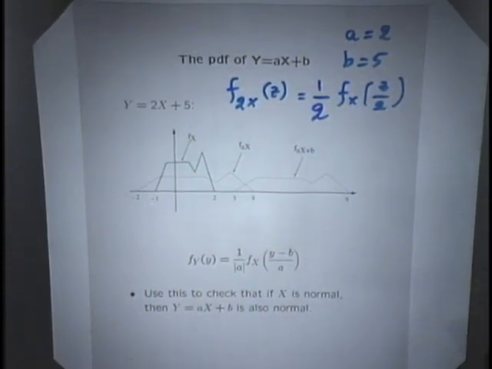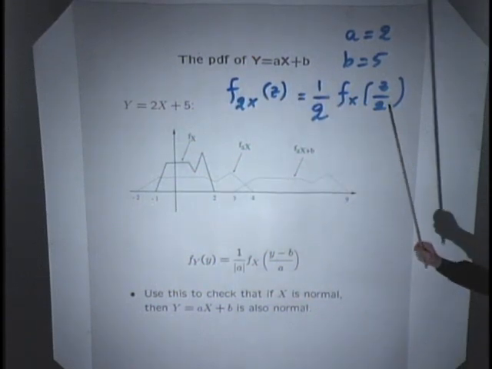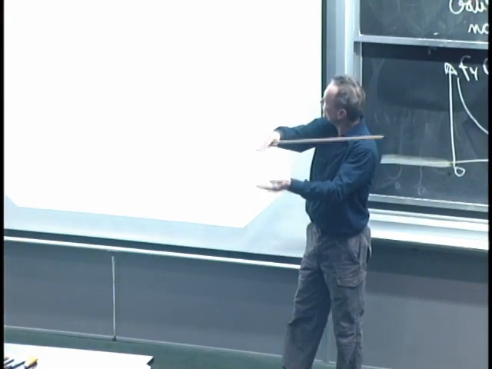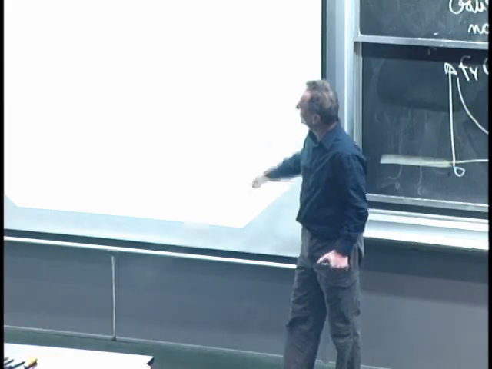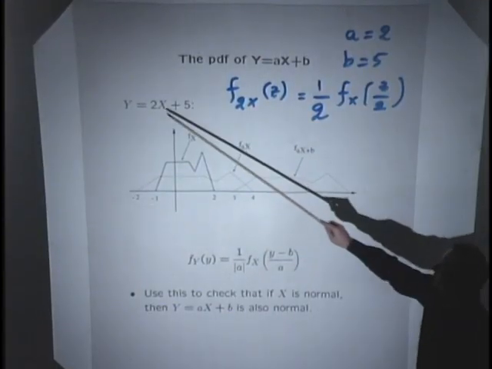So when you're dealing with a multiple of a random variable, what happens to the PDF is you stretch it according to that multiple, and then scale it down by the same number so that you preserve the area under that curve. So now we found the distribution of 2x.